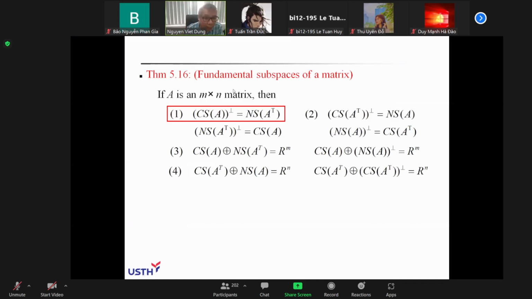Here, for example, what is in the red box? The column space of A. If you take the orthogonal complement of that, you will get the left null space of A. Similarly, if you take the row space of A and you take the orthogonal complement, you will get the null space of A, and so on. And more than that, column space of A and left null space of A are subspaces in Rm, but Rm will be the direct sum of column space of A and left null space of A. And similarly, Rn will be the direct sum of the row space of A and null space of A. That is what we know about the fundamental subspaces of any matrices.